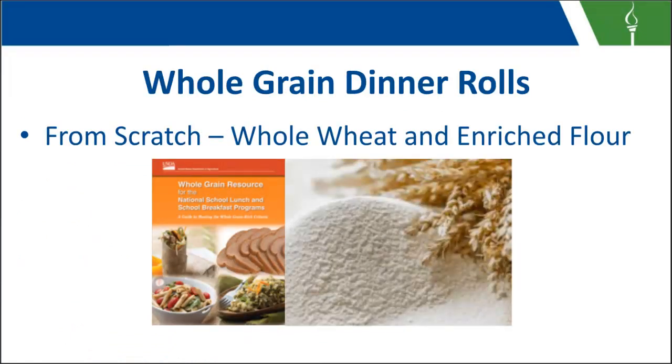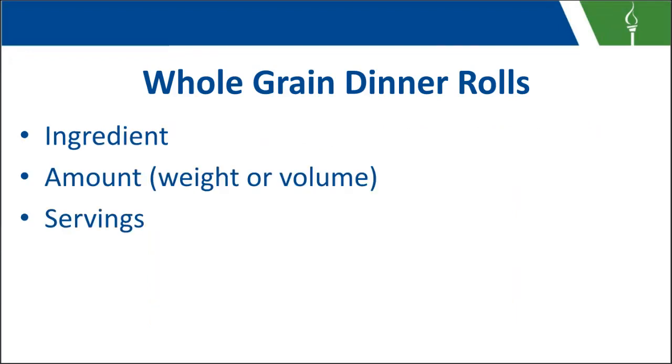Okay, so now we're going to switch gears a little bit and look at calculating our grain component from a from-scratch recipe. We need to know slightly different information for these examples. For these, we need to know the ingredient we're working with, the amount of that ingredient, whether it is by weight or volume. We just have different calculations that are involved depending on if you're working with weight or volume, but you can do either or. And then the number of servings in our recipe.